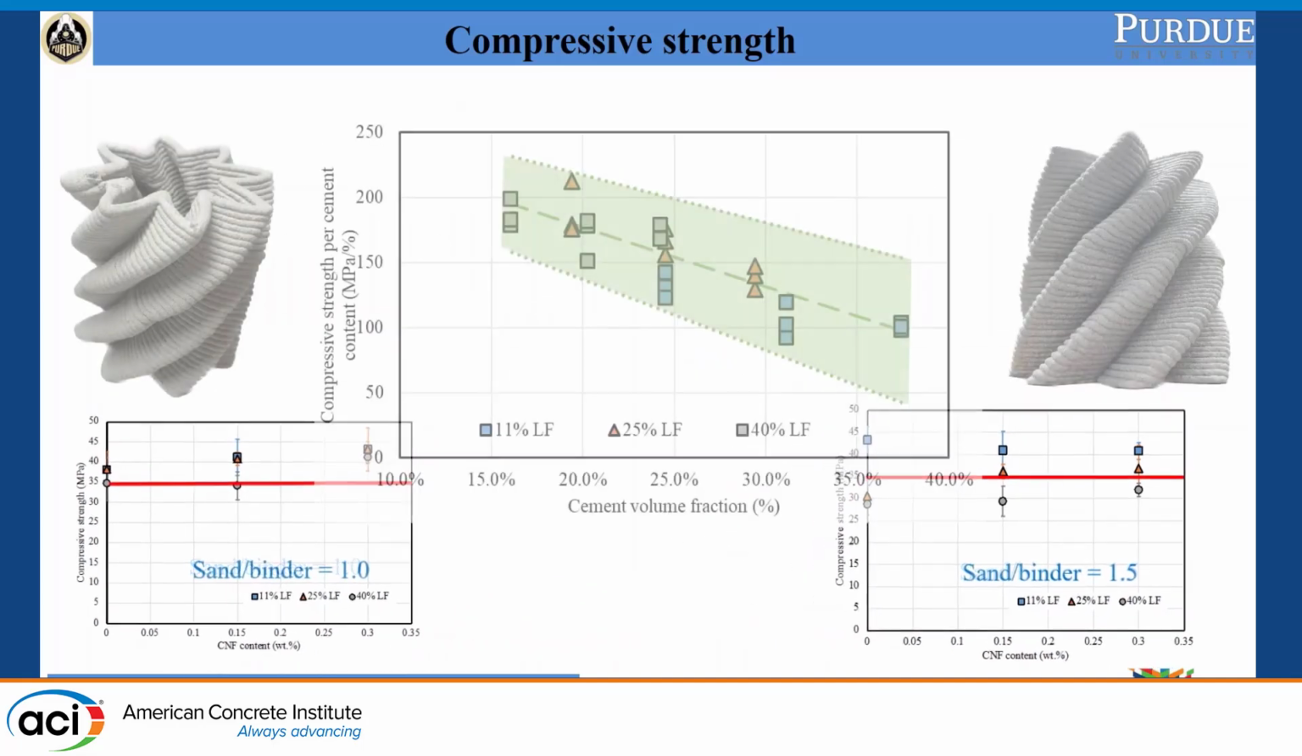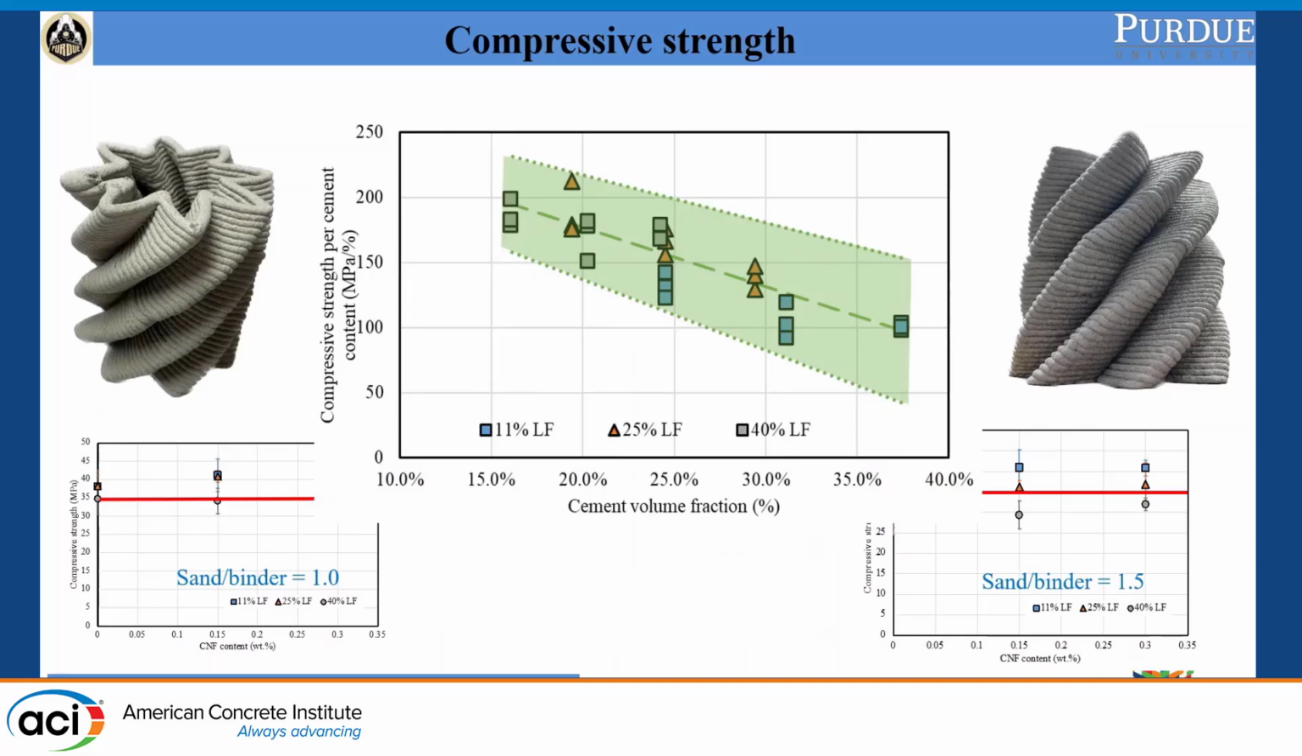We did some calculations and made another plot with the cement volume fraction and compressive strength per cement content, which normalizes the compressive strength with the cement content. We can see a clear trend if we plot all the data points together: as we decrease the cement volume fraction, we also get more efficiency in the normalized compressive strength per cement volume fraction.